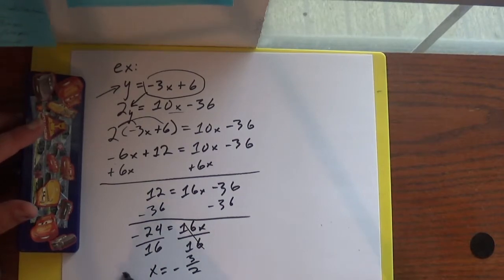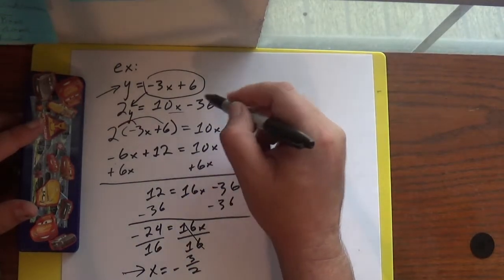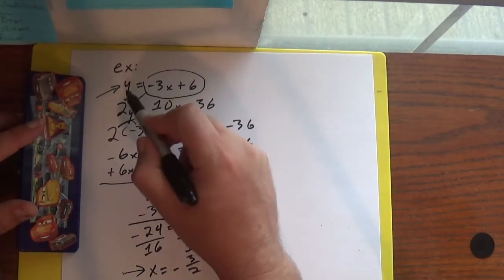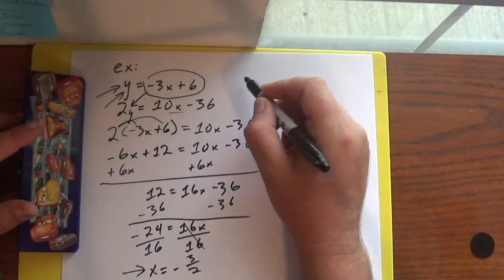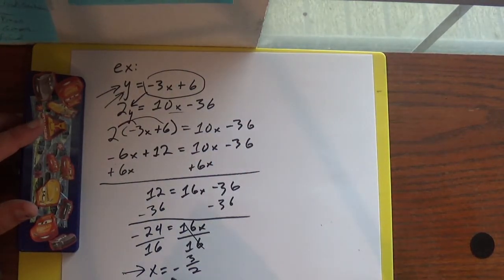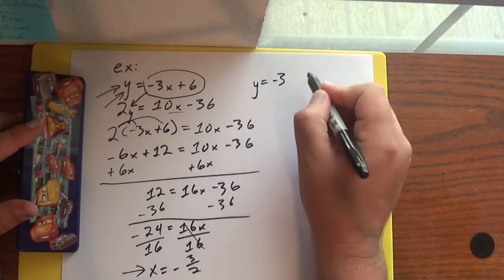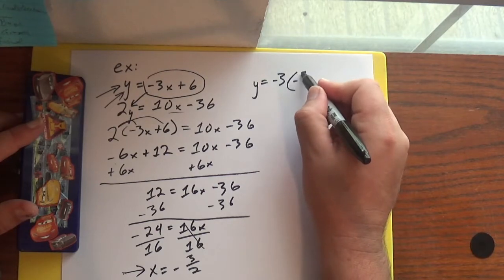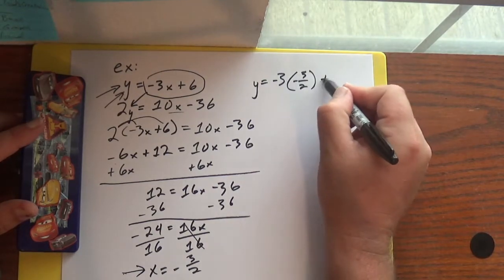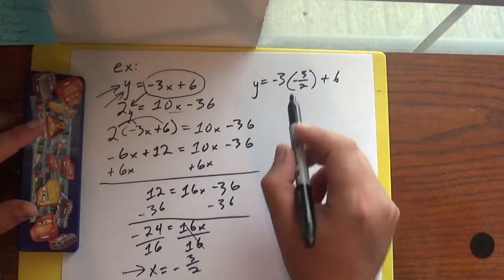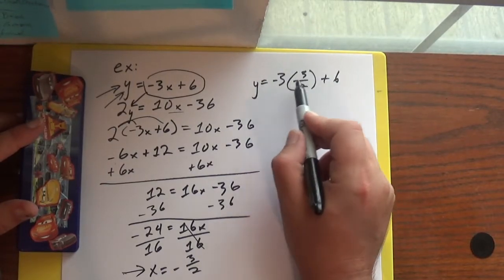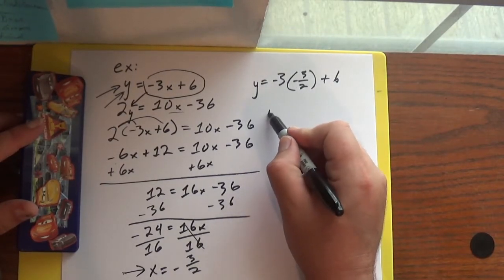Now I've got x, I still need y. So in order to get y, I'm going to go back to my original equations. This one has y by itself, so I'm going to use that equation. And instead of x, I'm going to put this in here, my -3/2. So y equals -3/2 plus 6. Now I multiply these, my negatives cancel.